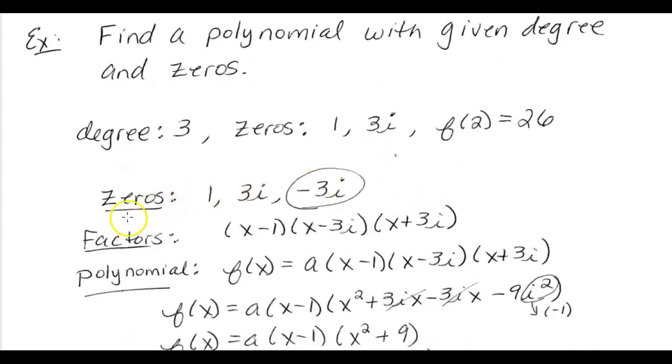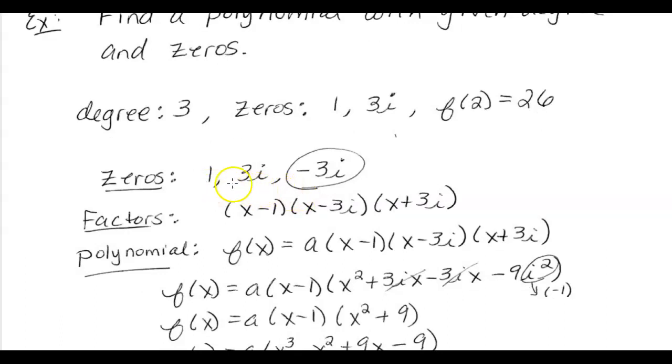So our first step is to list all the zeros, including any that we were not given. So we were given 1, we were given 3i, but if there's a degree 3 polynomial, we have to have a third 0. So this is where that conjugate property comes into play. We can't only have one imaginary. So if 3i was given, automatically negative 3i would have to also be a 0. That's the conjugate.